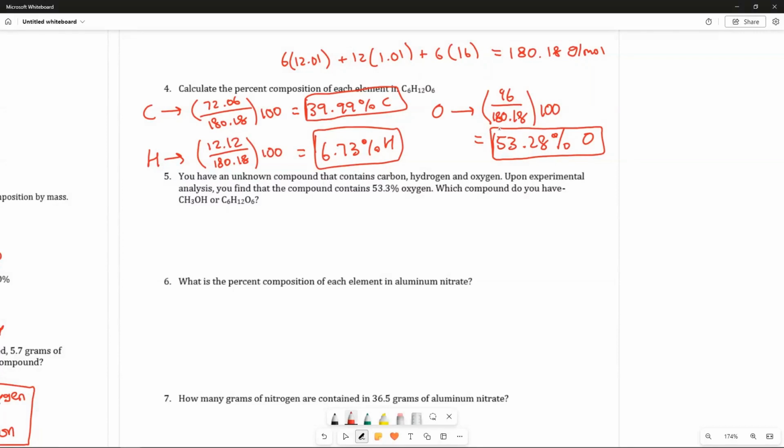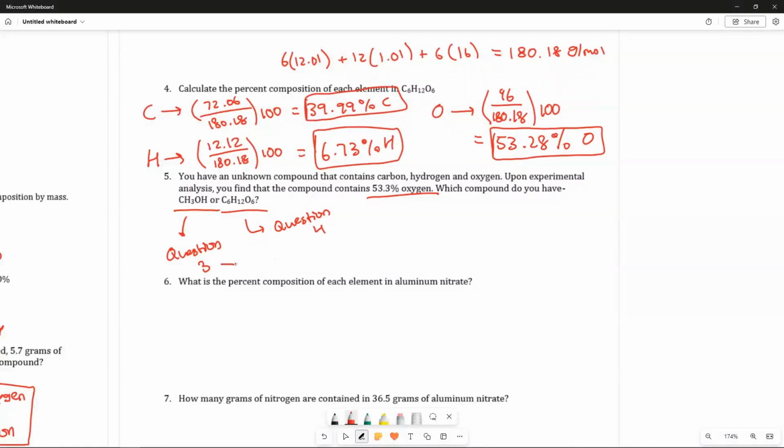Question 5 says you have an unknown compound that contains carbon, hydrogen, and oxygen, and using analysis, yada yada yada, the compound has 53.3 oxygen. That's the most important part there. What compound do you have? CH3OH or C6H12O6? You're probably thinking, well, I don't want to do all that percent composition again. Luckily, questions 3 and 4 have been building up for that. You found all the percent composition of CH3OH in question 3, and you found all of the C6H12O6 in question 4.